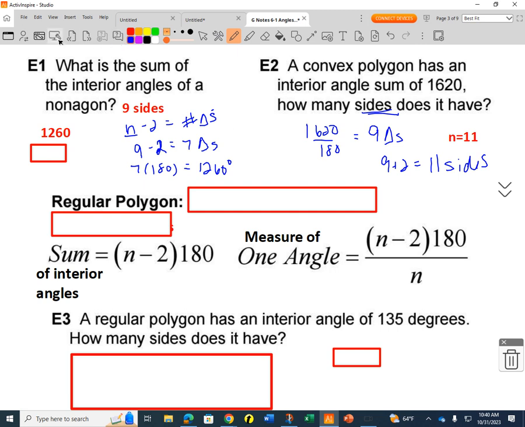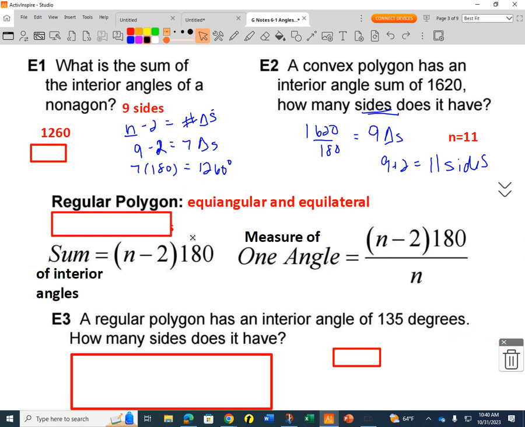Alright, so the next thing we need to make sure we're talking about is what is a regular polygon, because some of the things we learned about only apply to regular polygons. A regular polygon is a polygon that is equiangular and equilateral. That just means all of the angles have the same measure and all the side lengths have the same measure. Another reminder: n stands for the number of sides.